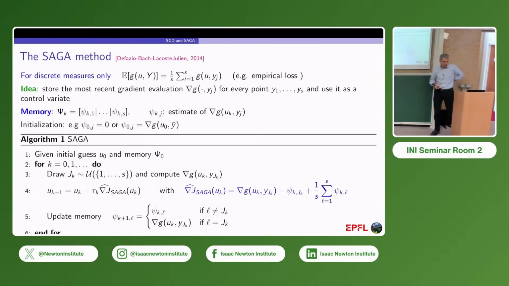Yes, exactly. So the memory is not consistent because you have estimations at different u_k, but every time you update with the latest one, and since you hope that u_k is converging to the optimum, this memory becomes more and more consistent and eventually becomes almost an exact approximation of the full gradient.